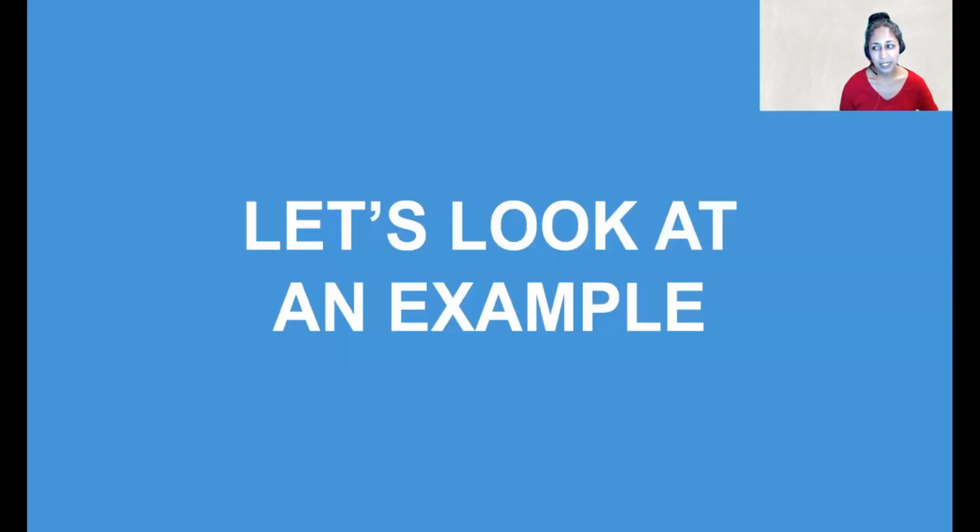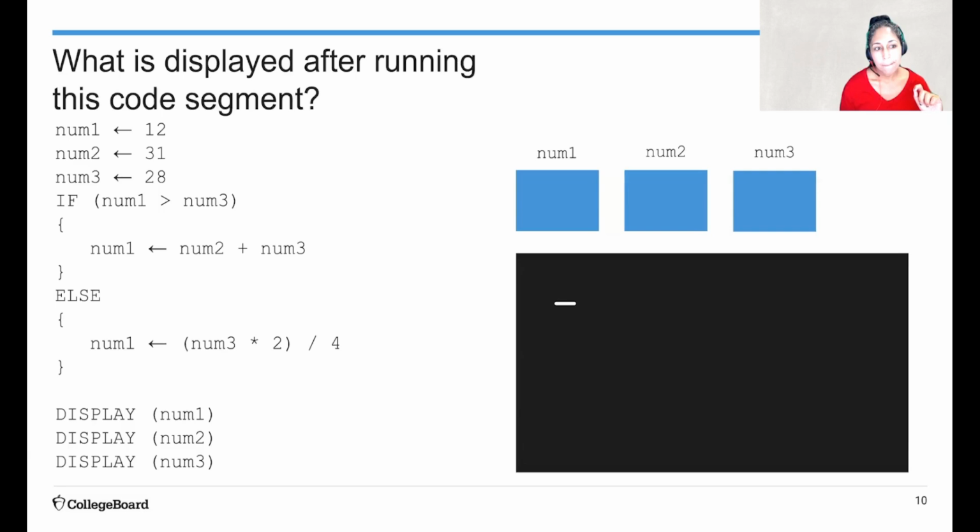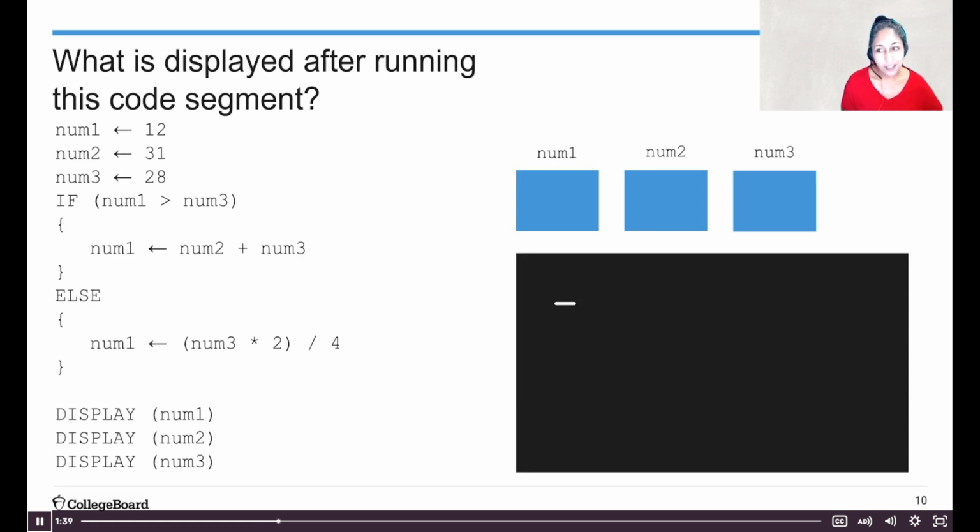So let's look at an example code segment. In this particular code, I want to know what is displayed after we run this code segment. You see I have three numbers here. So I'm going to start line by line since, again, algorithms do execute in a sequential order. So starting with our first line, num1 is going to get the value 12. Num2 is going to get the value 31. And then num3 is going to get the value 28.